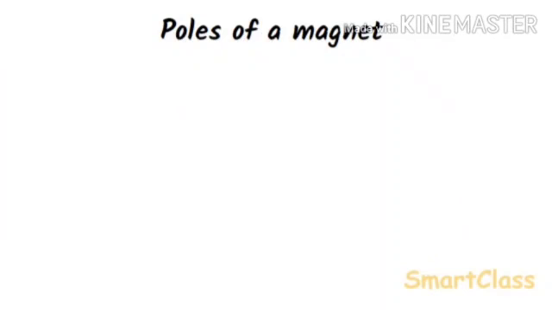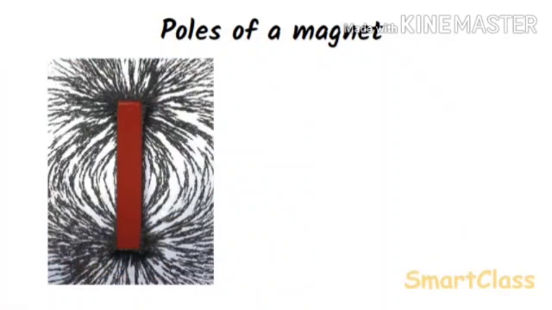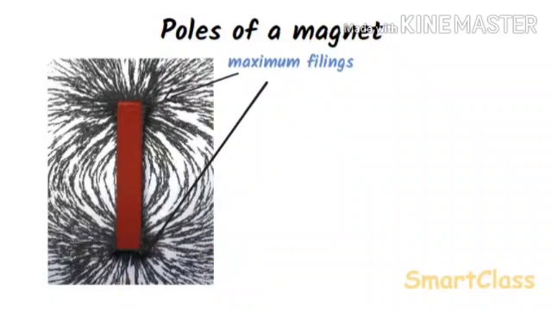Children, iron filings are small particles of iron metal, and if a bar magnet is put into a heap of iron filings, the iron filings will stick to it. We will see that the maximum amount of iron filings are attracted toward the two ends of the magnet. This shows that the force of attraction of the magnet is strongest near the two ends of the bar magnet. The two ends of the bar magnet are called poles of the magnet.